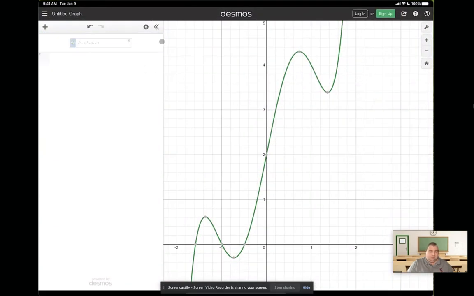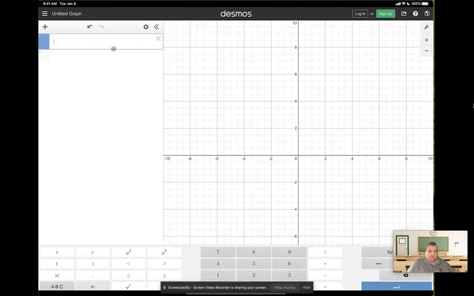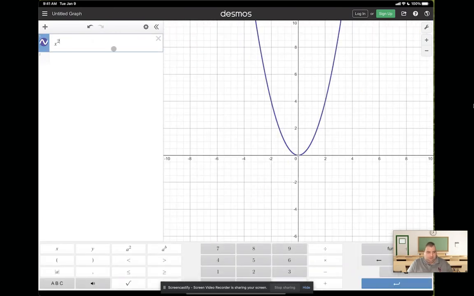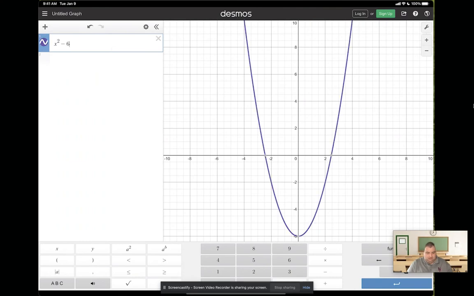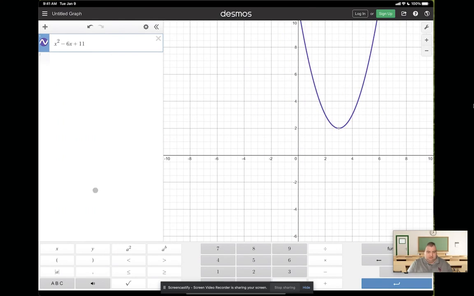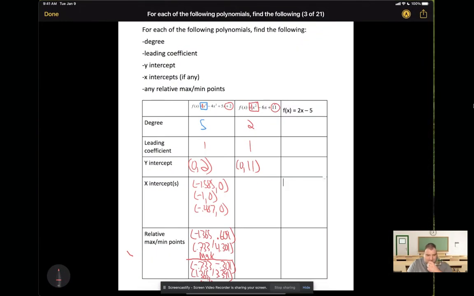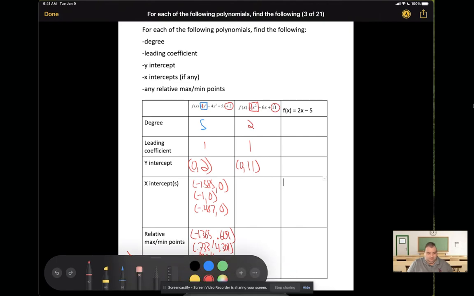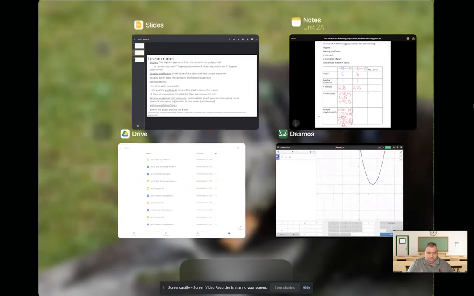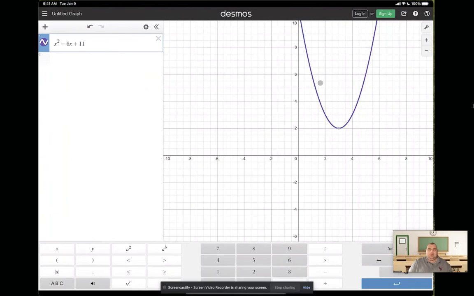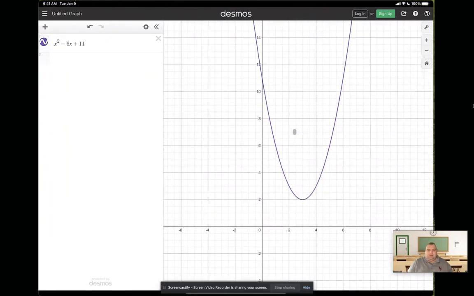So let me get rid of this. So it's x squared minus 6x plus 11. Let me make sure I copied that right. X squared minus 6x plus 11. Okay, so we can see the y-intercept is indeed at 0, 11.